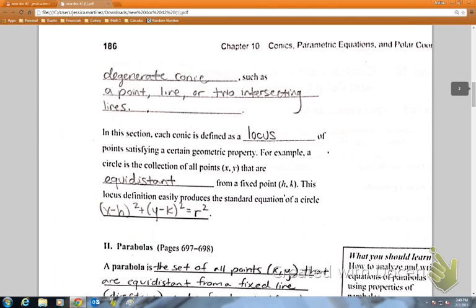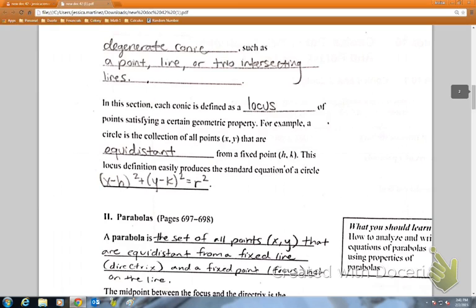In this section, each conic is defined as a locus. A locus is a collection, so you can write that down if you want to. A collection of points satisfying a certain geometric property. For example, a circle is a collection of all the points x, y that are equidistant from a fixed point. So they're all the same distance from some point h, k. And this is the formula for the equation of a circle, which hopefully you know already. x minus h squared plus y minus k squared equals r squared.